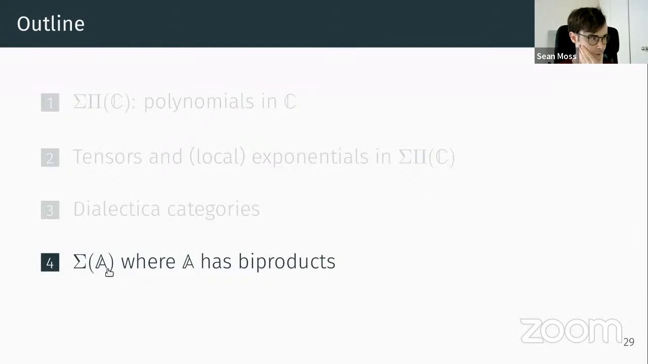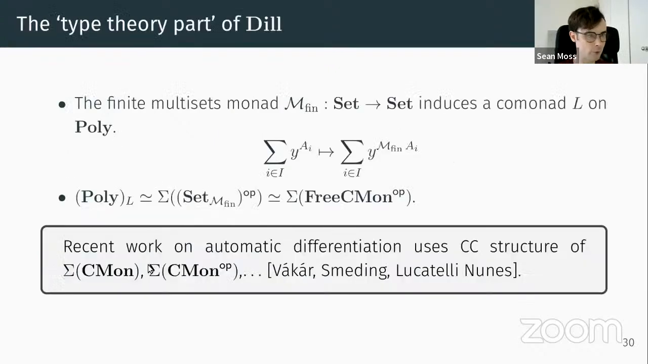Okay, so finally, I'll talk about a free sum completion of a category that has biproducts, and I'll start by explaining why this comes out of the Diller-Nahm variant. So Dill is just the name of the co-Kleisli category of the dialectica category where you take the comonad that I didn't tell you. Okay, so the type theory part, by that I mean you forget the top row where the predicates are happening. So we're now really just looking at a comonad on polynomials again. So I can actually tell you what that is. It takes a polynomial, a sum of y to the a_i's, and you just put the finite multisets monad inside in the exponent here. Okay.